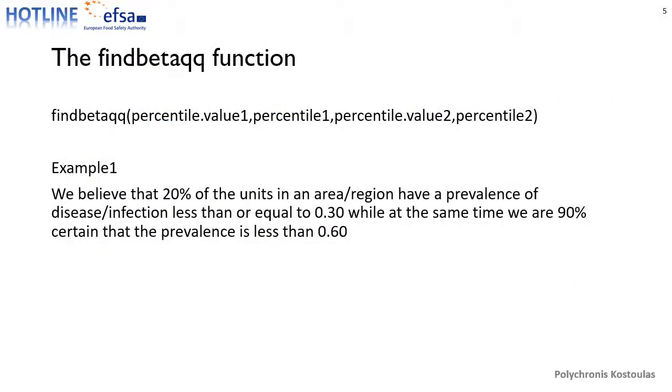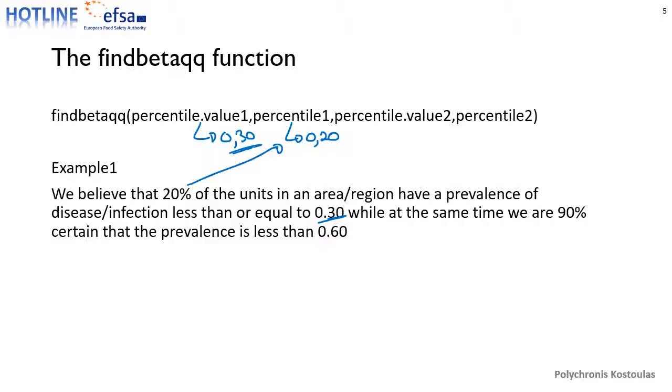For the find beta QQ function, you can find a beta distribution based on your beliefs about the values of two percentiles. Let's see an example. Suppose that you're expecting 20% of the units in a region to have a disease prevalence less or equal to 0.30. So percentile value 1 is 0.30, corresponding to the 20th percentile, right? This is here, and this is here.